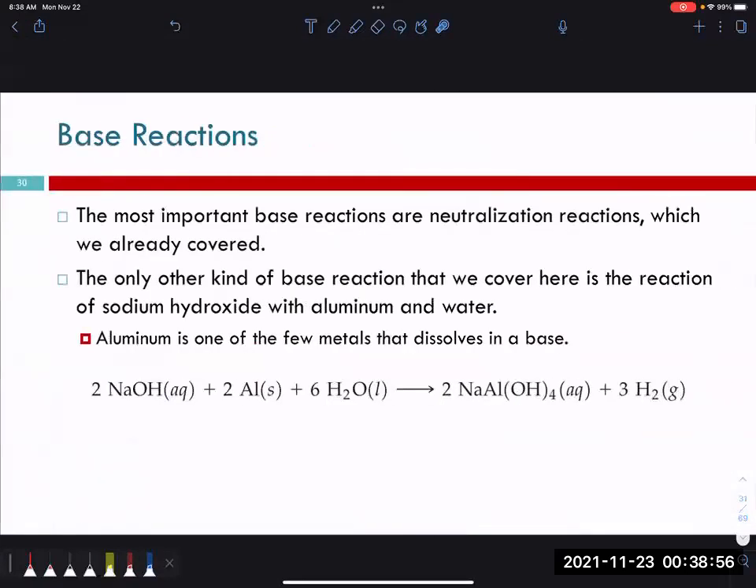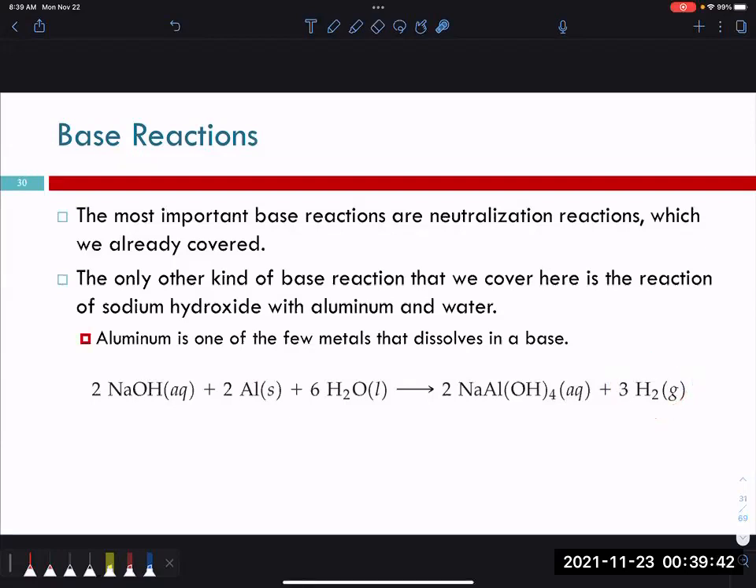The most important base reactions are neutralization reactions, which we might have already covered. These slides are from Chem 20. The only other kind of base reaction covered in Chem 20 is a reaction of sodium hydroxide with aluminum and water. Not many metals dissolve in base or basic solutions, but aluminum is one of them. So we get sodium hydroxide reacting with aluminum plus water to give you this sodium hydroxide complex and hydrogen gas.